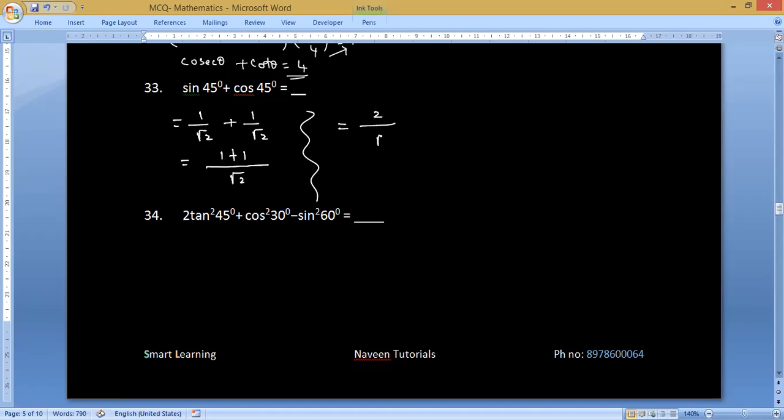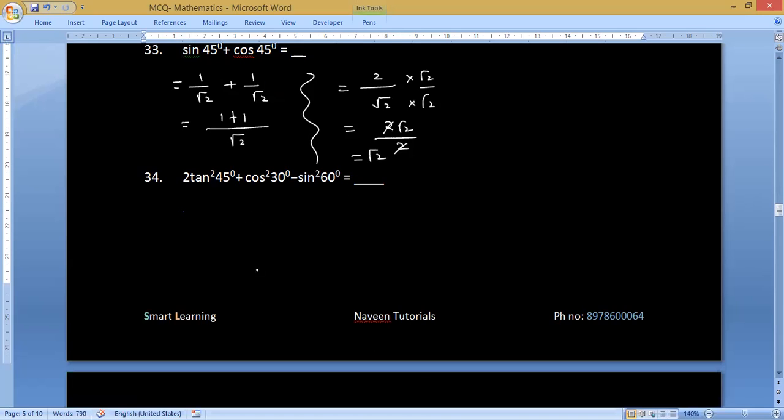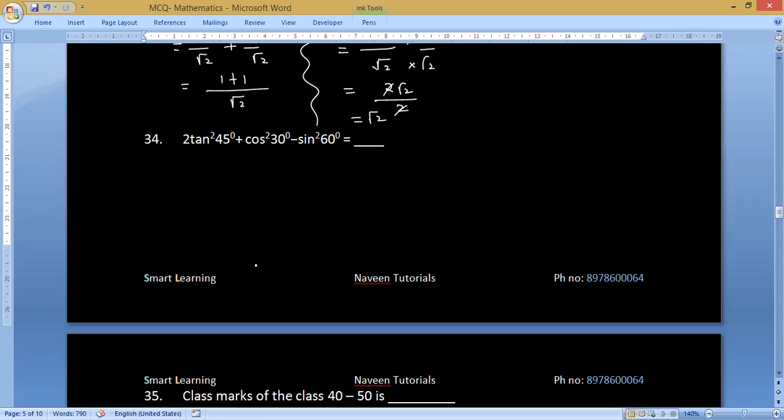2 by root 2. So the denominator is root 2, so I'll multiply root 2 into root 2. Then 2 into root 2 is 2 root 2, and root 2 into root 2 is 2. You can cancel 2, 2. So the answer is root 2. Right? Then we move to the next question.